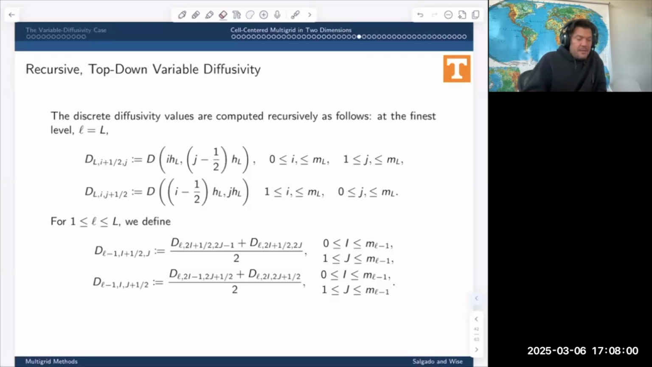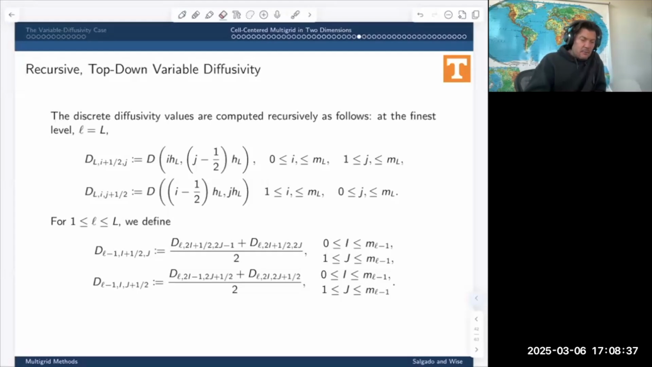All right, now how do we define this variable diffusivity? It's a level dependent thing. Well, in the one-dimensional case, all you ever did was sample the diffusion coefficient at the appropriate edge point. In 2D, it's a bit harder to satisfy this Galerkin condition if we're not careful. We have to do something a bit more complicated. So in 2D, here's the algorithm that you have to employ.